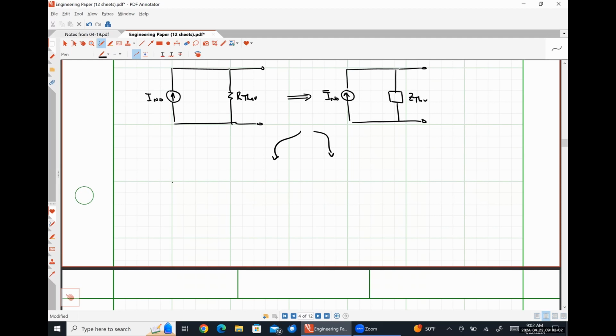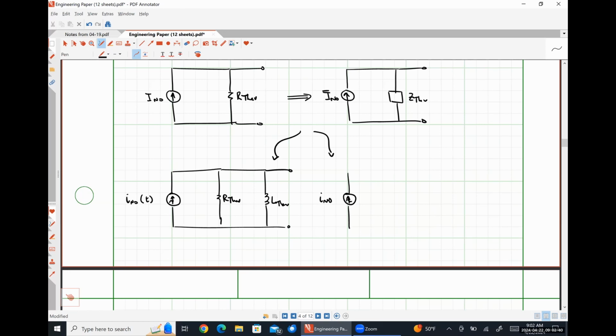But going back to the time domain, we have two different paths that we could take. We could have I Norton as a function of time, and then some resistance R Thev in parallel with some inductance L Thev, or we could have that same Norton current as a function of time connected in parallel with a resistance in series with an inductance.